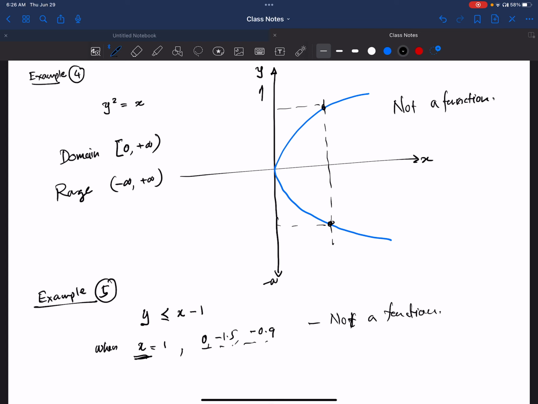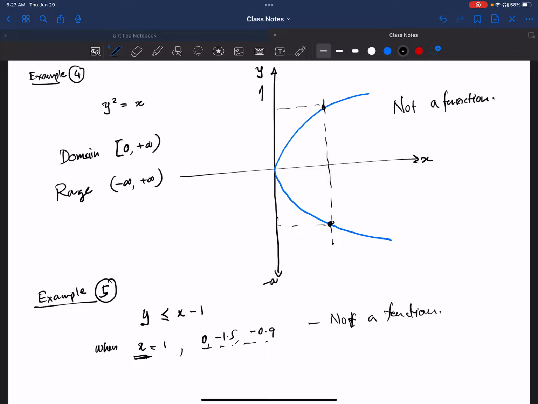Okay, so that's about the definition of a function, the vertical line test, and also the domain and range of functions.